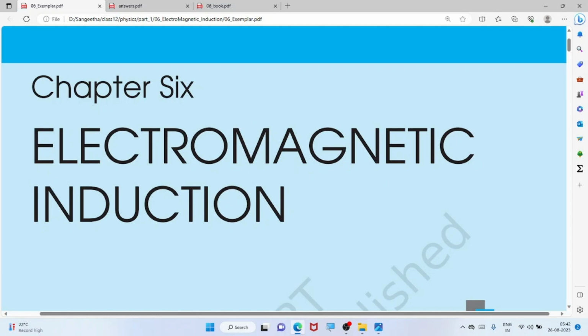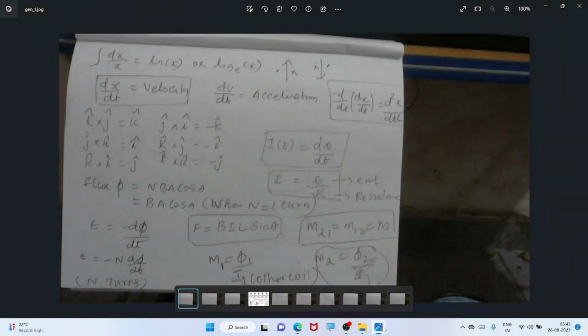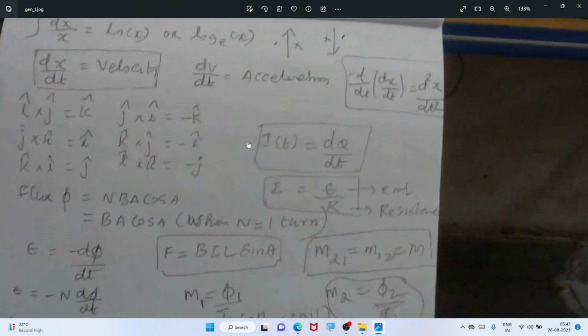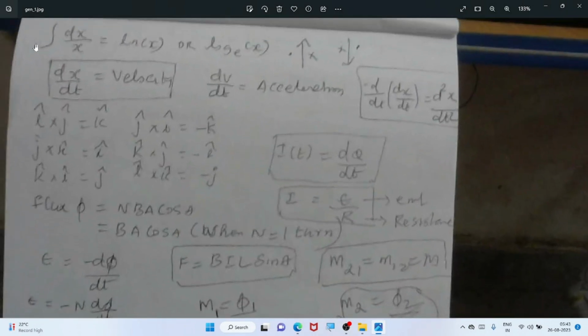We will go through the exemplar problems in class 12 physics chapter 6, electromagnetic induction. I will show you some basic things. Integral of dx by x equals ln x, that is, the natural logarithm of x. And the change in distance over time, dx by dt, is velocity.